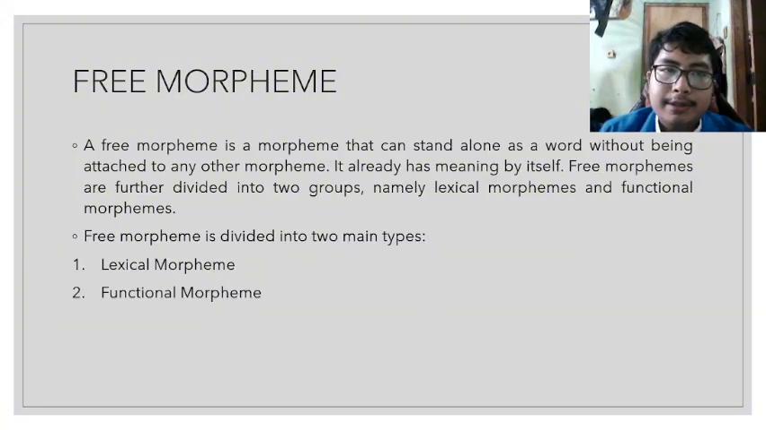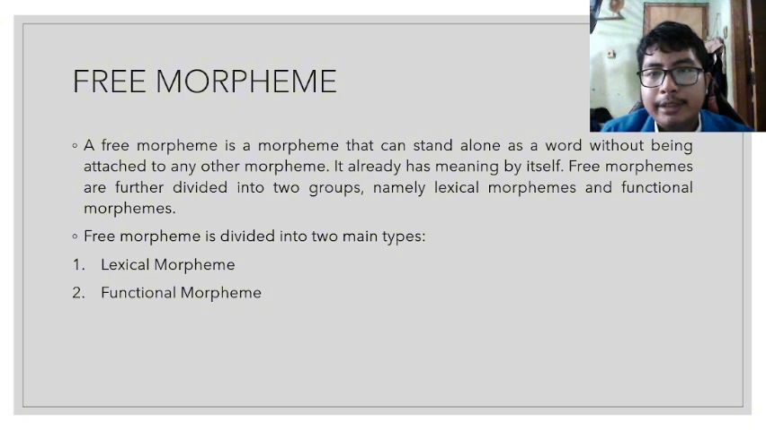Free morphemes. A free morpheme is a morpheme that can stand alone as a word without being attached to any other morpheme. It already has meaning by itself. Free morphemes are further divided into two groups, namely lexical morphemes and functional morphemes.